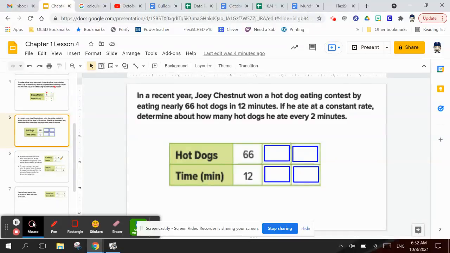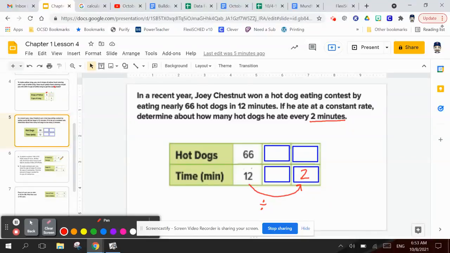And example number 2, it says, in a recent year, Joey Chestnut won a hot dog eating contest by eating nearly 66 hot dogs in 12 minutes. If he ate at a constant rate, determine about how many hot dogs he ate every 2 minutes. So what we can do here is we've got several boxes, but we don't need them all because we're looking at how many he ate in 2 minutes. So if I look at my numbers, what do I have to do to go from 12 to 2? Well, my numbers are getting smaller. That tells me I need to divide.